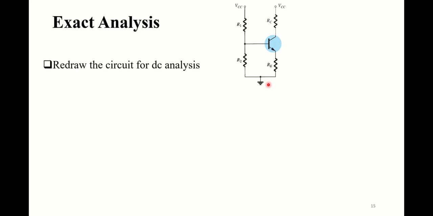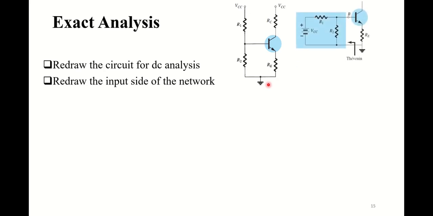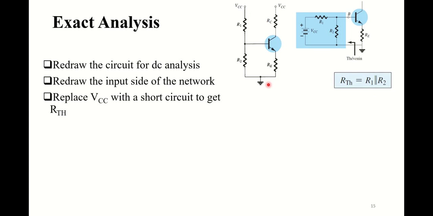You have already learned in the previous course of Circuit Analysis 1 that in order to draw a Thevenin equivalent circuit, you are required to find 2 quantities, and these are the open circuit Thevenin voltage and the short circuit Thevenin resistance. The method to find both these parameters is quite simple, as all you need to do is to replace the voltage source VCC with a short circuit to find Thevenin resistance R Thevenin. When we replace the VCC with a short circuit in the input side of the network, we get R1 connected in parallel with R2, which is equal to R Thevenin.